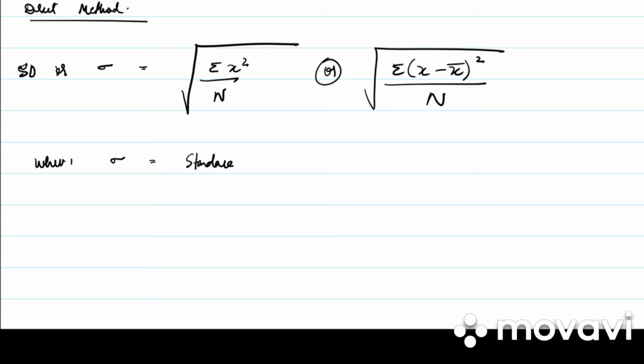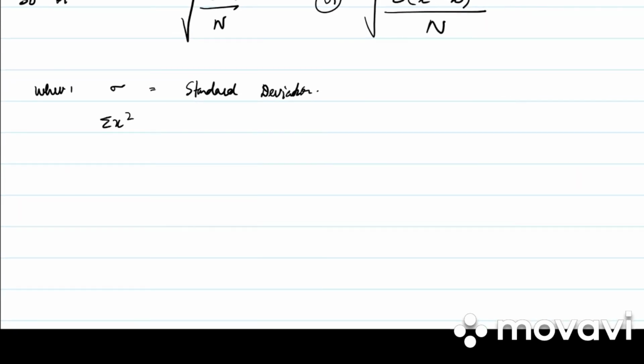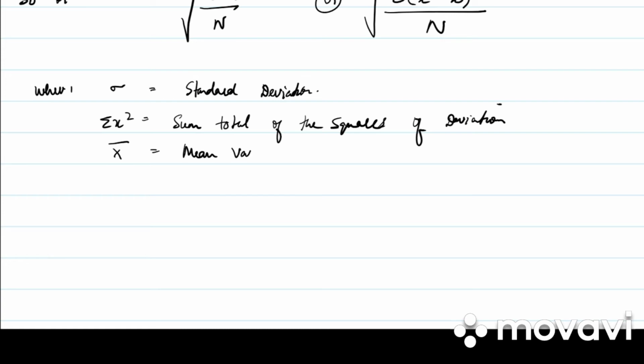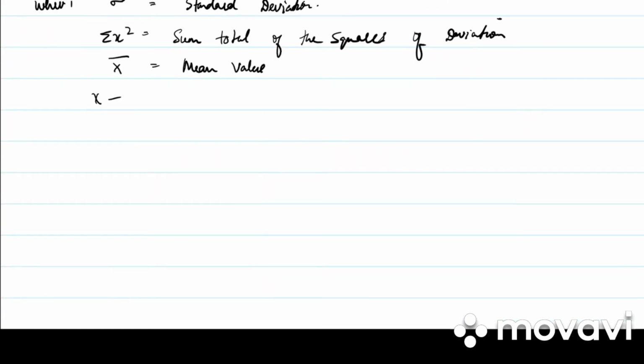Next, where sigma is standard deviation. Summation x square is the sum total of the squares of deviations. Next we have x bar. X bar is nothing but mean value. Then we have x minus x bar, deviation from mean value. And last we have n, that is number of items.